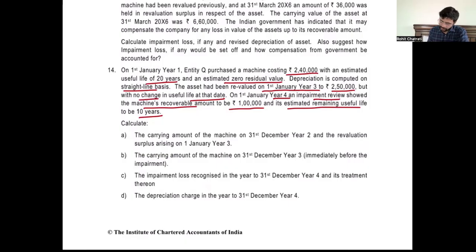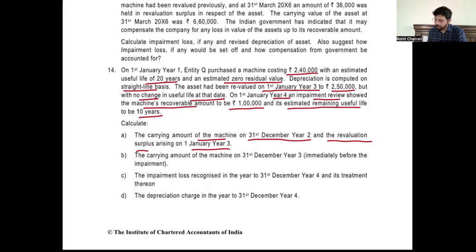All right, we are required to calculate A to D. Calculate the carrying amount of the machine on 31st December year 2. They're asking you to calculate the carrying amount at the end of second year and what the revaluation surplus is on 1st of January year 3. Remember, on 1st January year 3, you actually revalued the asset to 2,50,000. So what they're asking you to do is calculate the revaluation surplus, which is nothing but the 2,50,000 less the carrying amount on 1st January year 3.